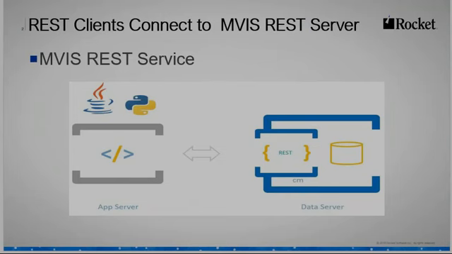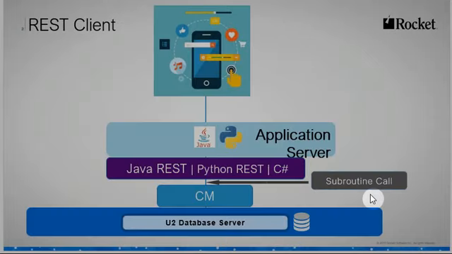So from this topic, you will see you have the client, maybe you have a web server on the client, connecting to MVIS REST servers. It can be using Java, Python, and .NET. Connecting to the server, you can see another layer: how the REST client talks to your application server, then talks to MVIS.